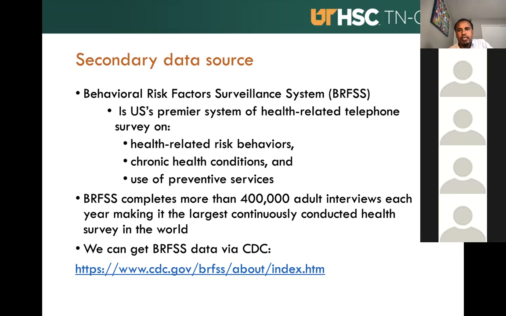The other secondary data source that we can use for research is the Behavioral Risk Factor Surveillance System, or BRFSS. It's the US premier system of health-related telephone surveys on health-related risk behaviors, chronic health conditions, and use of preventive services. It completes about 400,000 adult interviews each year, which makes it the largest continuously conducted survey in the world. To get the BRFSS data, we have to go again to CDC.